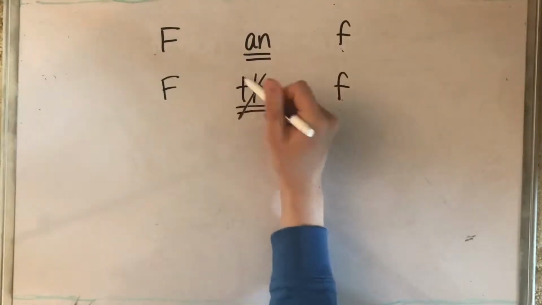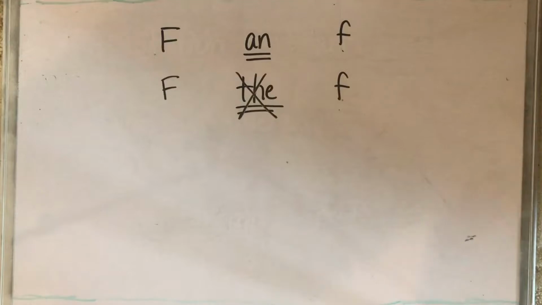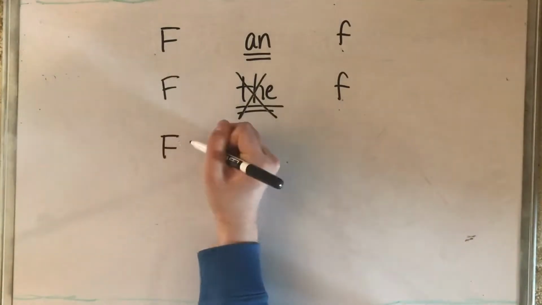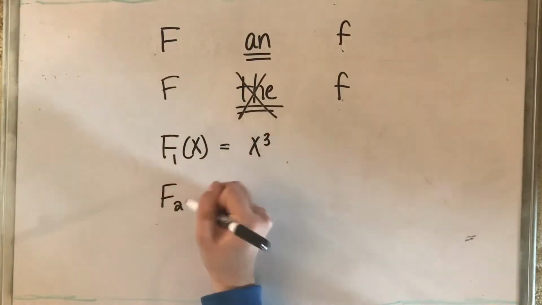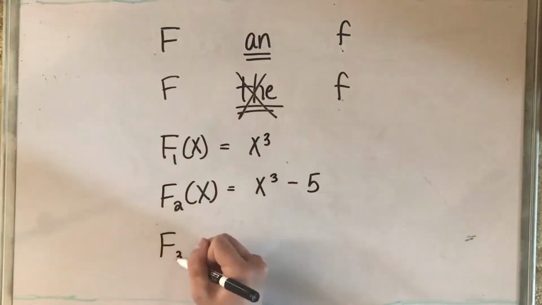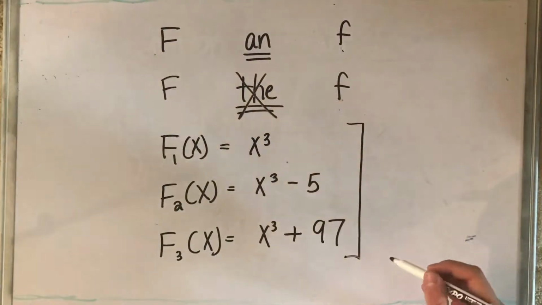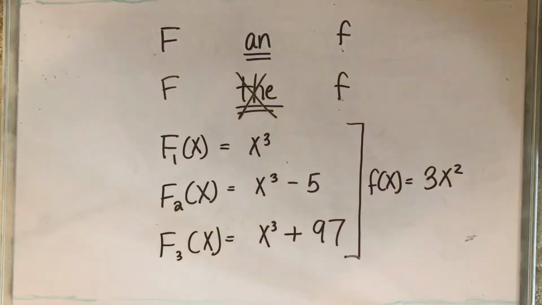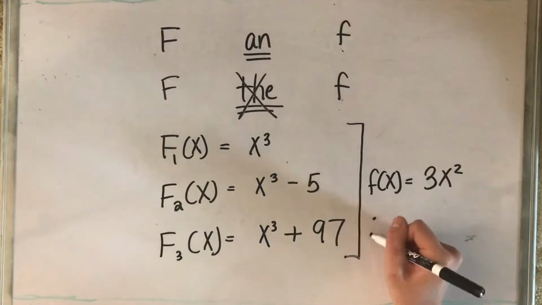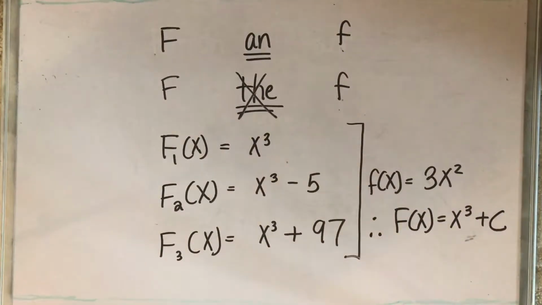F is only one of the antiderivatives of f. It is not the antiderivative of f. Take, for example, these three functions. f1 of x equals x cubed, f2 of x equals x cubed minus 5, and f3 of x equals x cubed plus 97. All three of these functions are antiderivatives of f, despite the minus 5 and the plus 97, because these are constants, which we will denote as c.